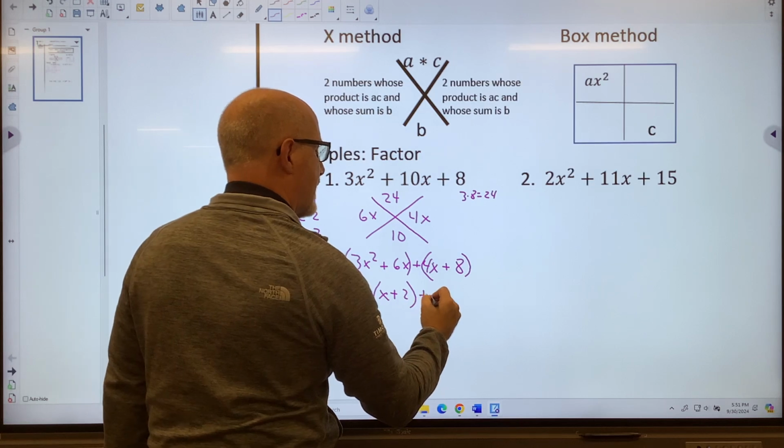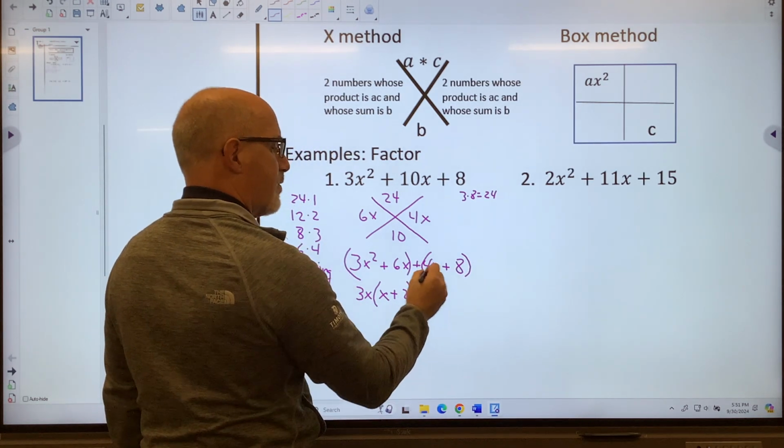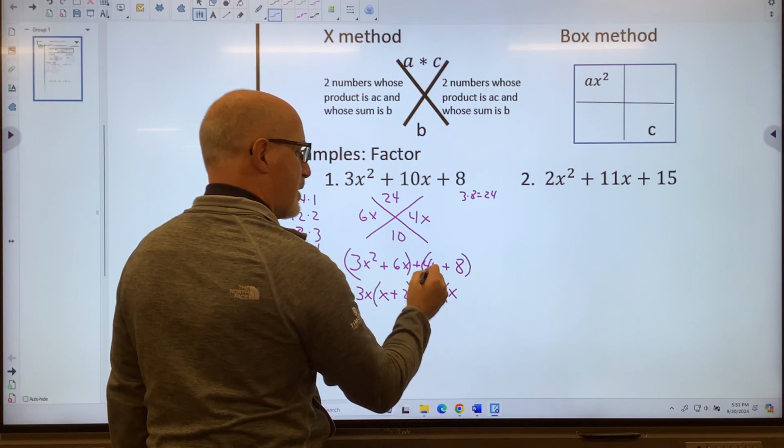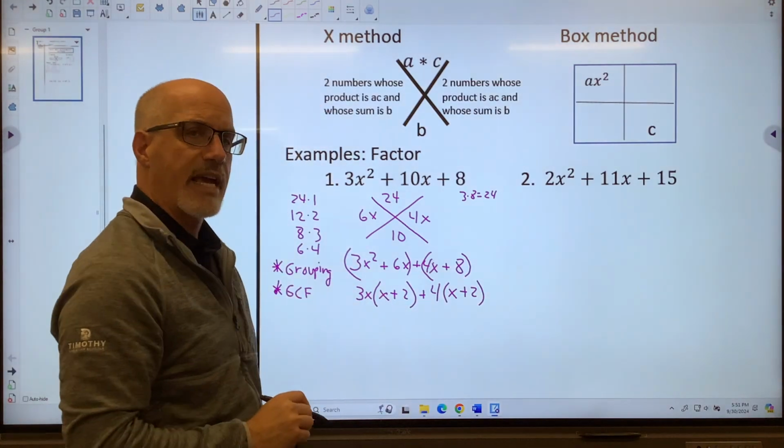I'm going to do the same thing here where I'm going to distribute out the greatest common factor, which is a 4. 4 goes into both of those. I'm left with an x when I take it out of here, and I'm left with a 2 when I take it out of the 8.